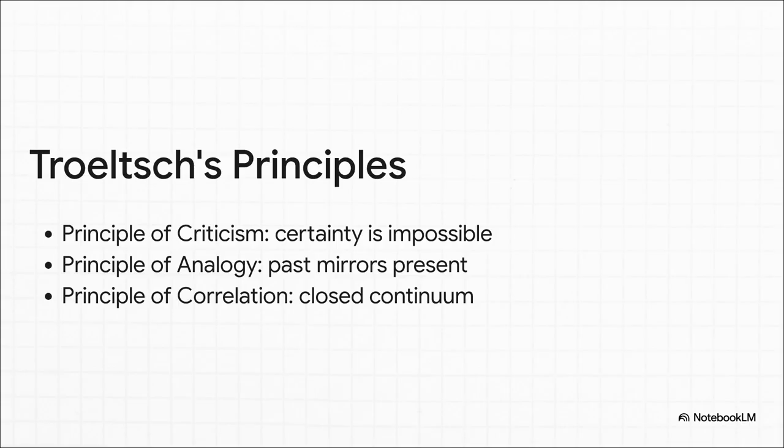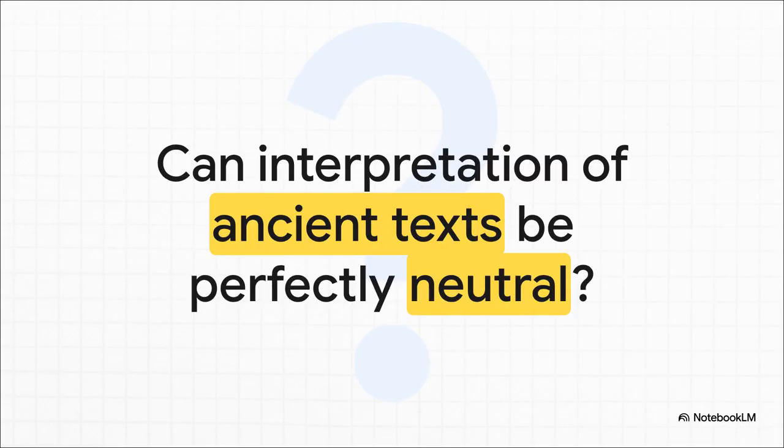No exceptions. As modern philosophers like Van Harvey have pointed out, pure, 100% perfect objectivity is most likely an illusion, simply because we all bring our own societal subjectivities to the table. Which brings us to the end of our explainer and leaves us with a pretty provocative question. Knowing that every single one of us is shaped by our modern worldviews, can the historical interpretation of an ancient text ever be perfectly neutral? Or is every reading of history, at least in some tiny way, a reflection of the historian just looking back into the mirror? Well, we'll leave you to chew on that.